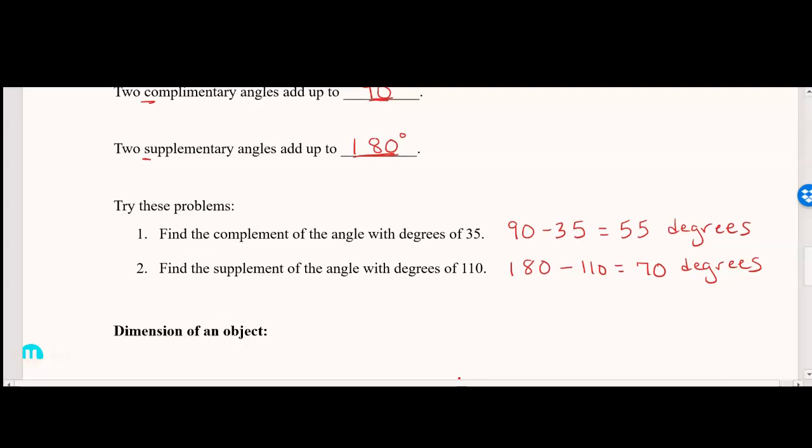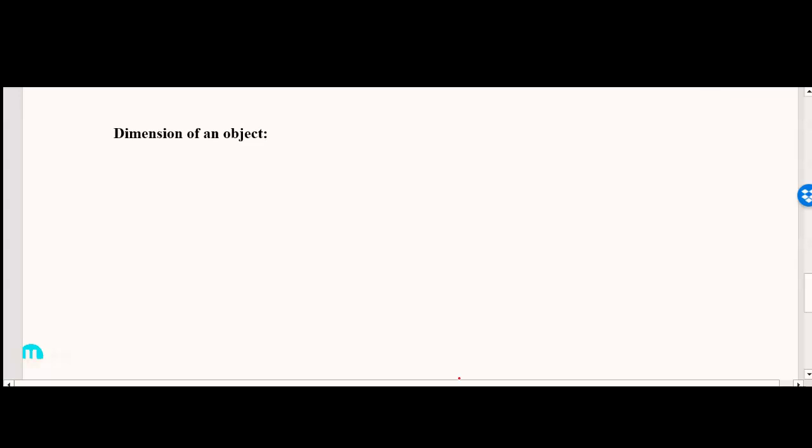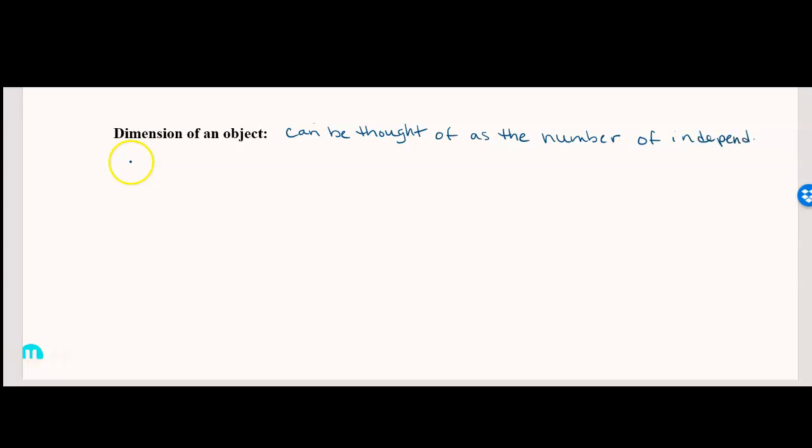All right. Now let's talk about the dimensions of an object. When we are looking at this, I'm going to write this out, but one of the ways it can be thought of is as the number of independent directions you could move if you were on the object.